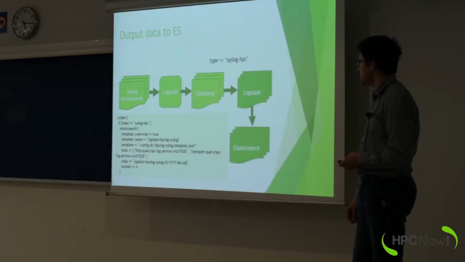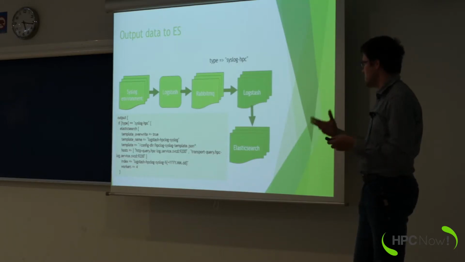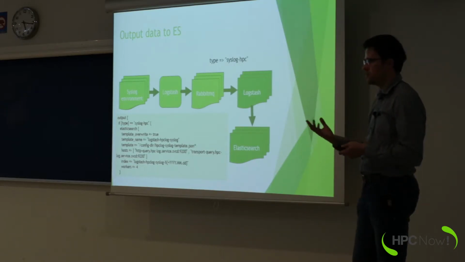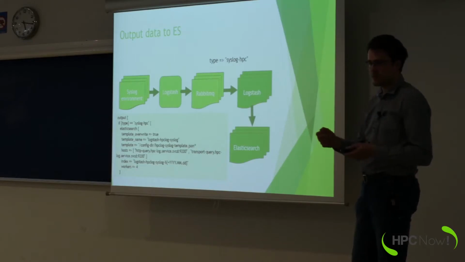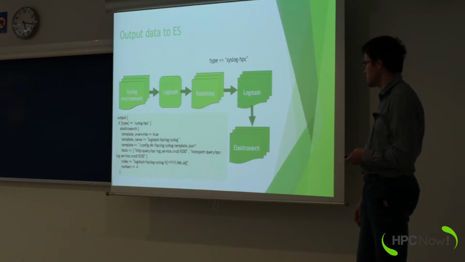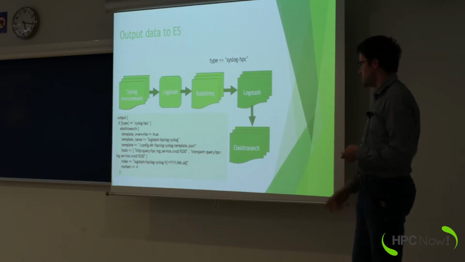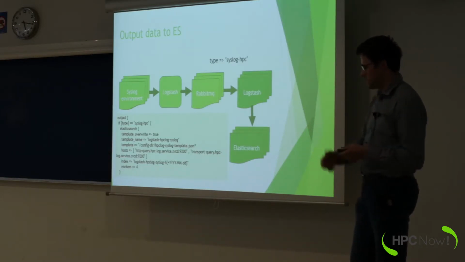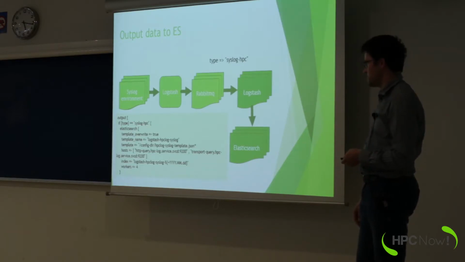Then all your data is now known to Logstash and is assigned to variables. Now we have to store it somewhere. So you store it in our Elasticsearch cluster. You can store it based on this type. So you have the syslog HPC type. You say okay, export it to Elasticsearch. You create a template for your data, and you put it in this Elasticsearch cluster.